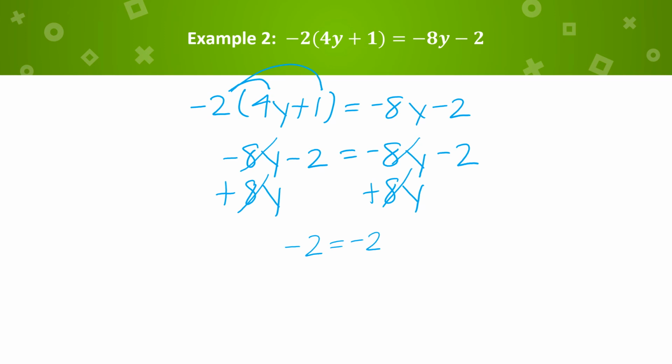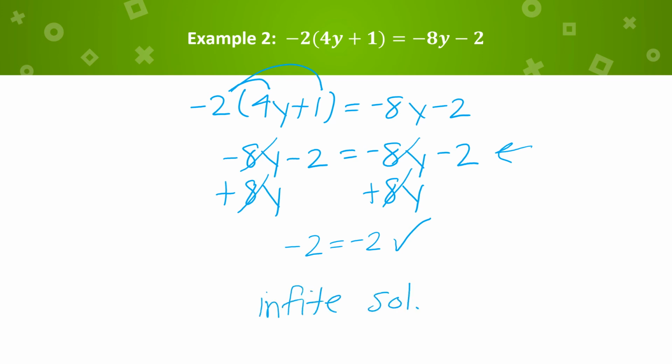So even if you didn't see it right there where you had two sides that were the exact same, right here this says, well, negative 2 is equal to negative 2. Yes, we know that is true. That's a true statement. All of our variables went away. So that tells us that we have infinitely many solutions.